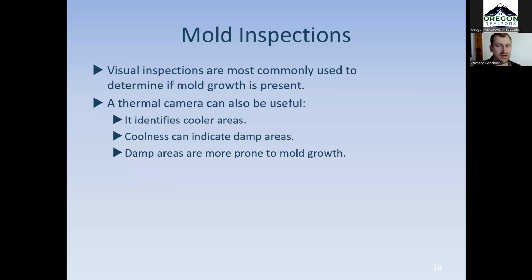There are rare cases where mold actually doesn't build up as much behind walls or in little nooks and crannies, because moisture is most of the time not getting in those places. So visual inspections are very common. In addition to visual inspections, what has happened over the last several years is the use of a thermal camera, because that will identify cooler areas that might identify areas where the air is moist or have dampness. And damp areas, because there's moisture, are more prone to mold growth.